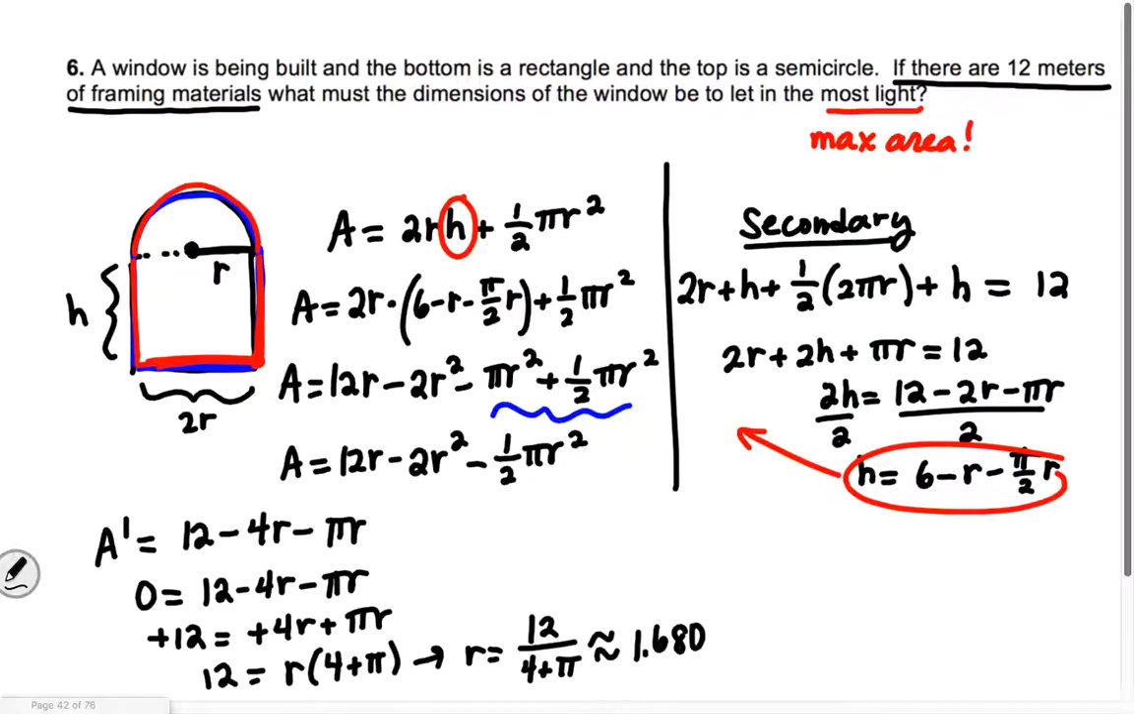All right. So now that we have that, we go back, we're trying to find the dimensions. So our dimensions are going to be, we plug in r equals this. This was in meters. Pretty big window.